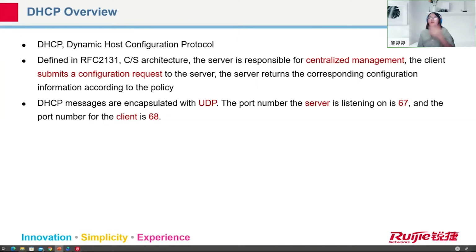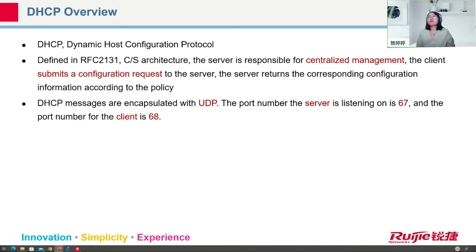So DHCP has lots of advantages. The name of DHCP is Dynamic Host Configuration Protocol. This is defined in RFC 2131 and uses a CS architecture. C is client, S is server. So when we deploy DHCP in our network, we have two roles. One is client, another one is server.